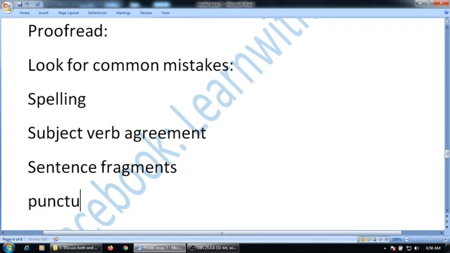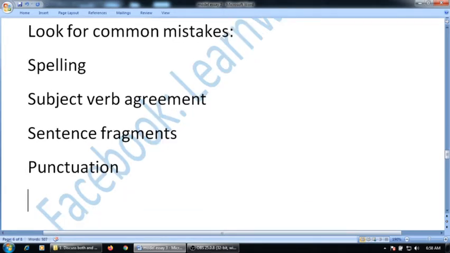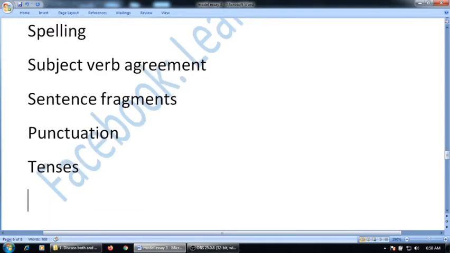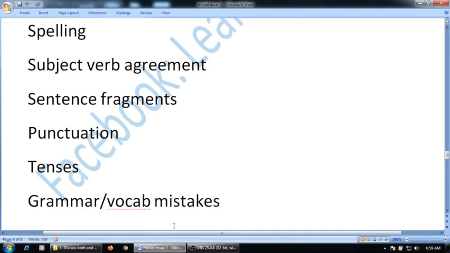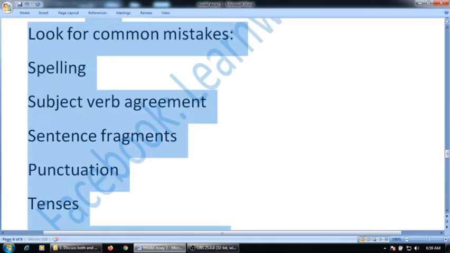Punctuation, very important. And any other mistake: spelling, subject-verb agreement, sentence fragments, punctuation, any other vocabulary or grammar mistake, tenses, grammar or vocab mistakes. So these are mistakes that I would see in my proofreading.